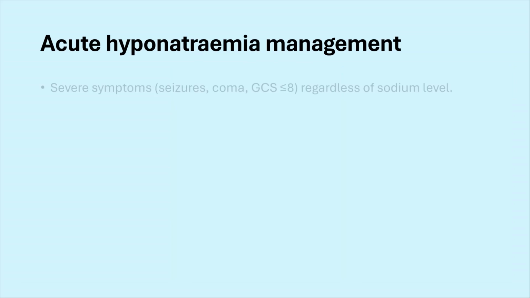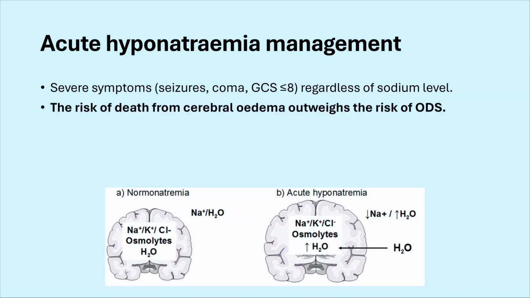Now, management of acute hyponatremia is slightly different to chronic hyponatremia. The reason is that people with acute hyponatremia can have severe symptoms such as seizures, coma, and a GCS less than 8. The aim of management is to treat the symptoms rather than the sodium level. So in this scenario, you want to treat the symptoms ASAP. Why? Because the risk of death from cerebral edema outweighs the risk of osmotic demyelination syndrome, or ODS.